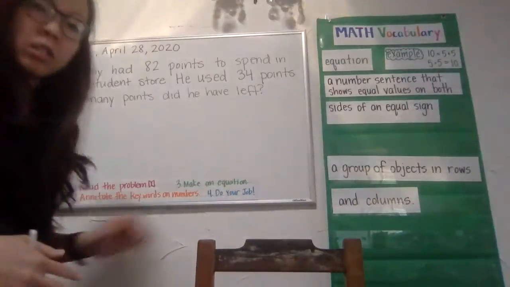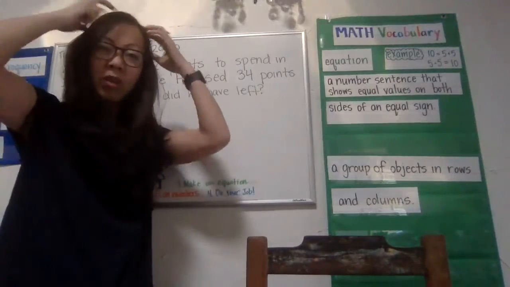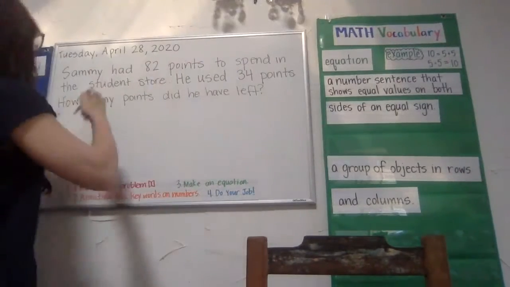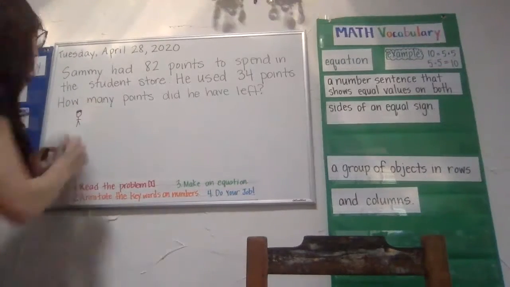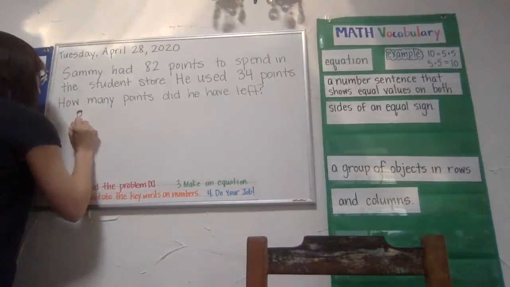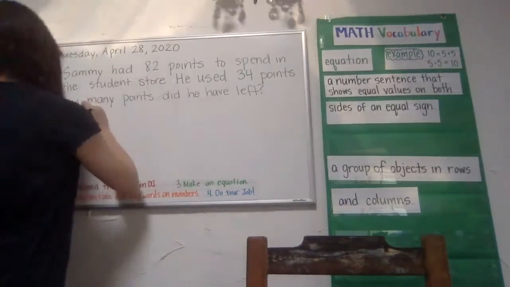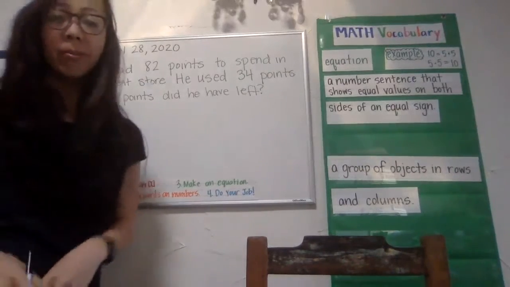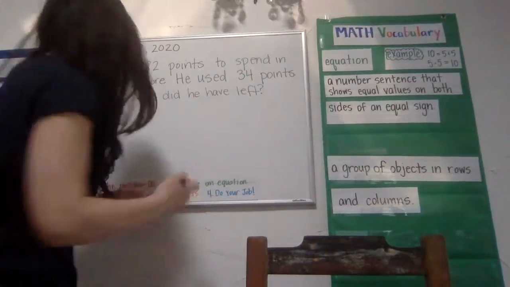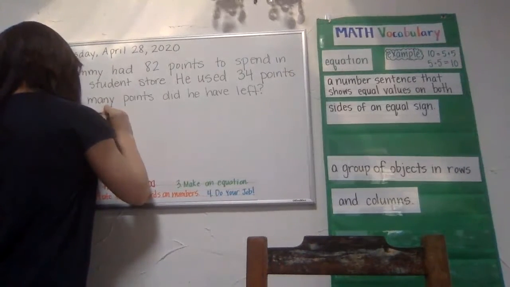Now, I'm going to do things a little bit different today, scholars. Instead of just jumping right into the key words and numbers, I'm going to draw a picture of what's going on because that's part of me understanding it. So I see Sammy. So here's Sammy. This is who I see Sammy to be. So what's happening with Sammy? Well, he has 82 points. So here's his 82 points. And he's going to use those in the school store. So here's the school store.